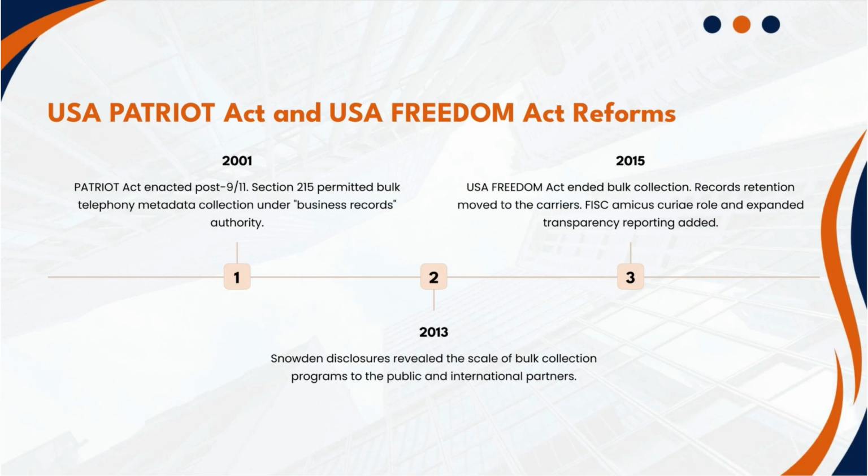It ended bulk collection under 215. Data stays with the carriers and the government queries with a specific selection term. It created amici curiae at the FISC, so someone argues the other side. It added transparency requirements and NSL gag reforms. Section 215 itself later lapsed in 2020.